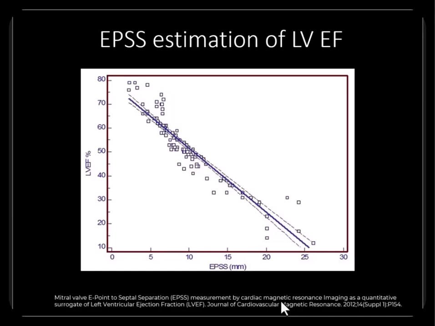And looking at their numbers, you can see that if you have an EPSS measurement of 20 millimeters and you look up and look at this line and bring your eyes over to this axis, you'll see that correlates with about a 25% EF.